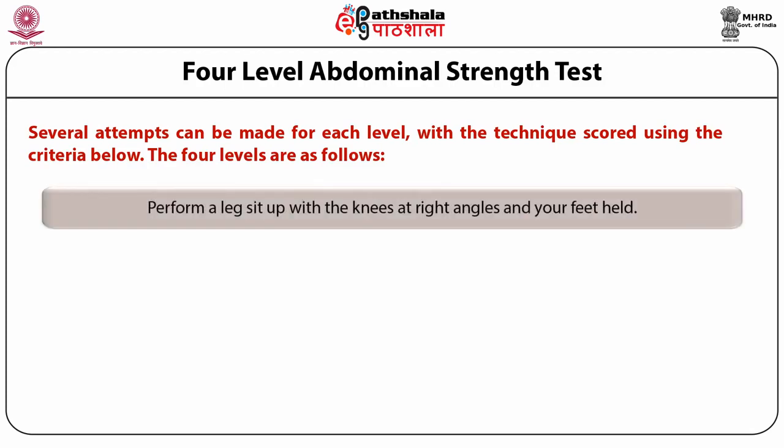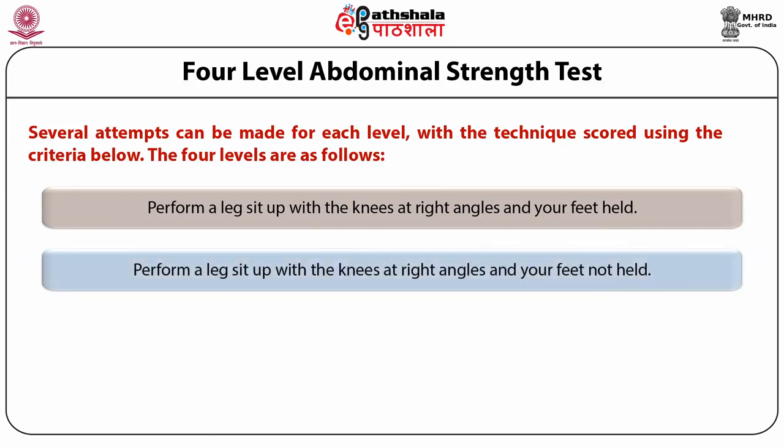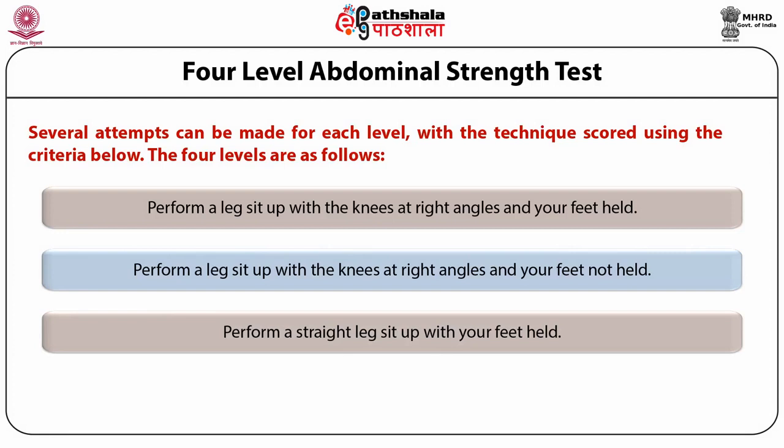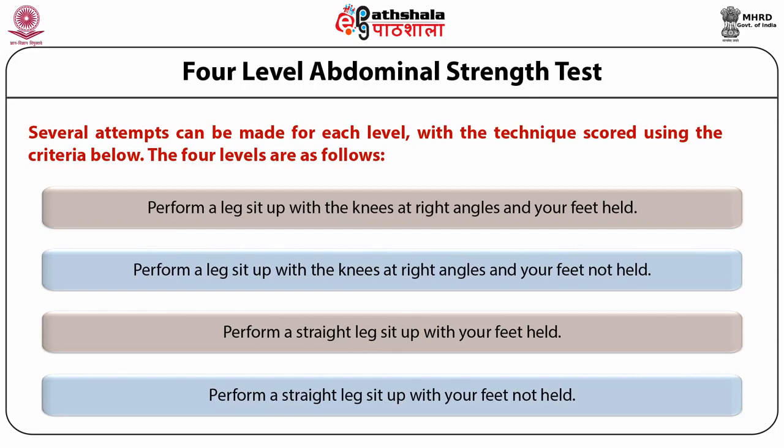First, perform a bent leg sit-up with the knees at a right angle and your feet held. Second, perform a bent leg sit-up with the knees at a right angle and your feet not held. Third, perform a straight leg sit-up with your feet held. Fourth, perform a straight leg sit-up with your feet not held. Use the criteria in the given table to give a score out of 4 for each sit-up. Add the scores for all 4 sit-up levels for a total score out of 16.